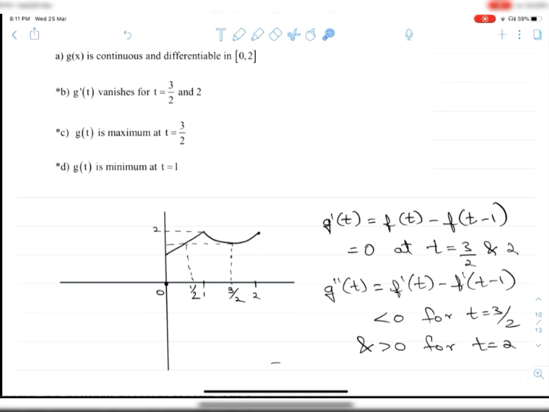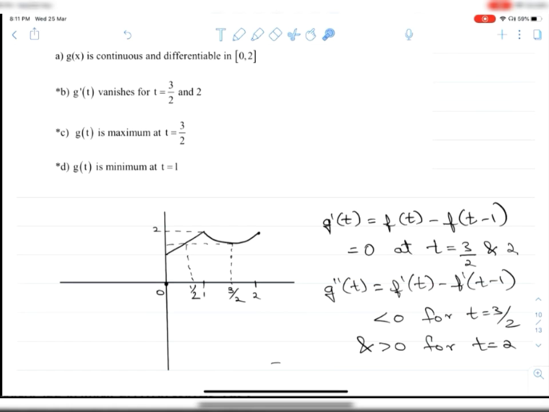g double dash of t I'll find. f dash of t minus f dash of t minus 1. So only the sign I'll observe. At t is equal to 3 by 2, what is f dash of 3 by 2? Slope is 0. What is f dash of 1 by 2? Positive. So 0 minus positive value. g double dash of t will be less than 0 for t is equal to 3 by 2. Hence at 3 by 2 it will attain maximum. And t is equal to 1, what will happen? f dash of 2.